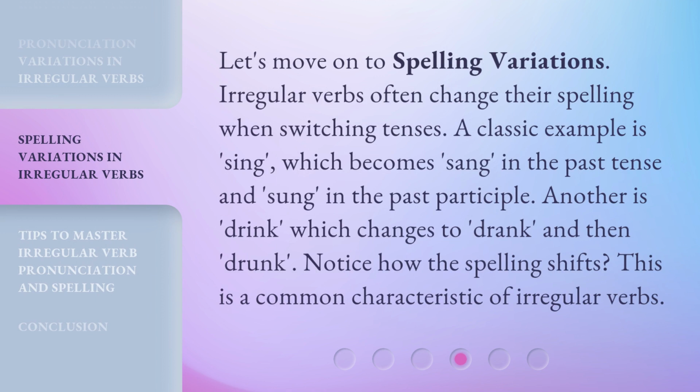Let's move on to spelling variations. Irregular verbs often change their spelling when switching tenses. A classic example is sing, which becomes sang in the past tense and sung in the past participle. Another is drink, which changes to drank and then drunk. Notice how the spelling shifts. This is a common characteristic of irregular verbs.